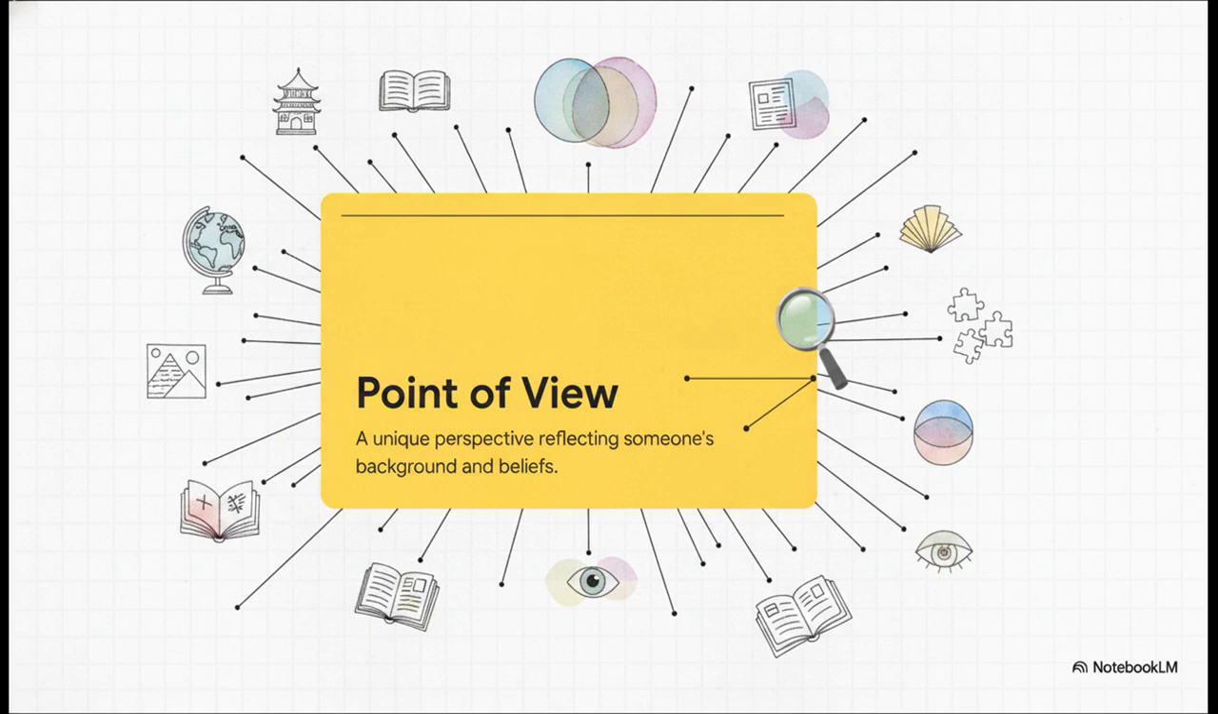A point of view is just the unique perspective a person brings to an event. It reflects their own background, their culture, their experiences, and their personal beliefs. The really important thing to remember here is that having a point of view is completely natural. You have a point of view, I have a point of view. We can't escape it. But as historians, we have to understand the author's background to fully grasp why they're telling the story the way they are. A point of view only becomes a harmful bias when it actively twists the truth to suppress other valid perspectives.